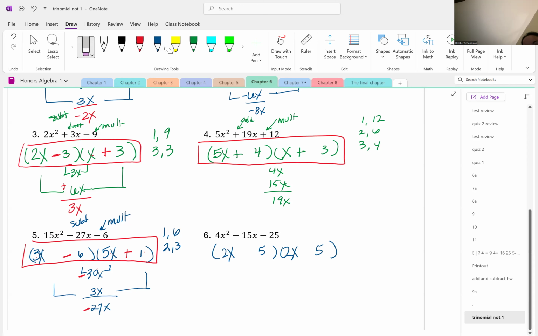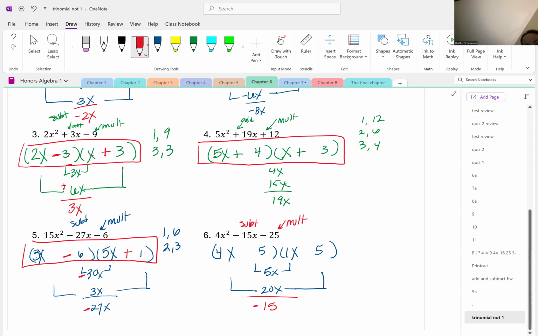So I could try 25 and 1, but what if we tried 4 and 1 instead? Maybe see if we make better progress there. That gives me 5x, and that gives me 20x. Ooh, we might be onto something, because if we think about this, it's going to multiply to a negative, so they have to have opposite signs. So that means it's got to subtract to 15. 20 minus 5 does give me 15.